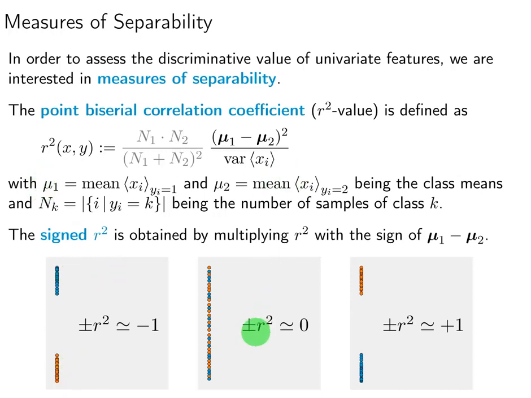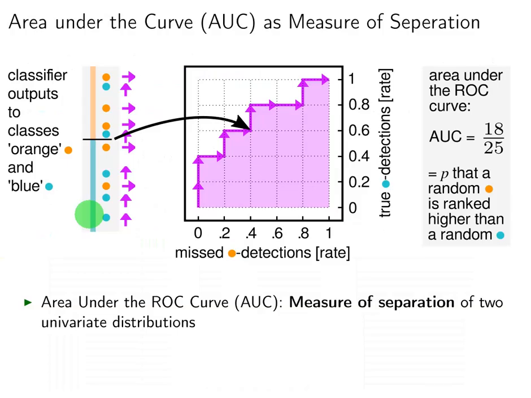Otherwise, we may have to do some pre-processing or feature extraction so that the r square is maximized to +1 or minimized to -1. Another commonly used measure of separability is called area under the curve, AUC. Right? It's based on maximizing the AUC.